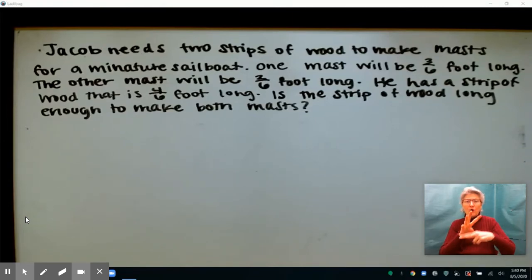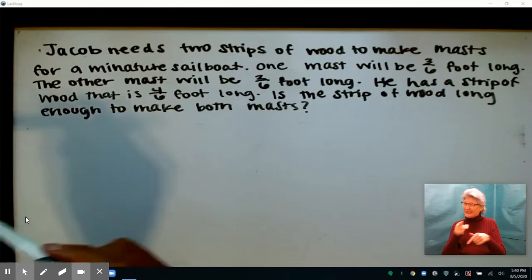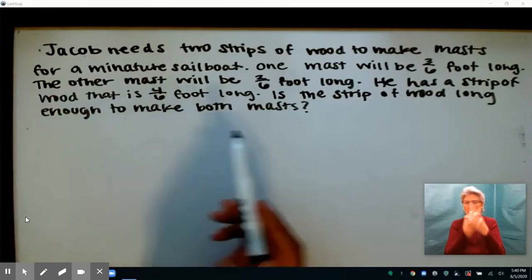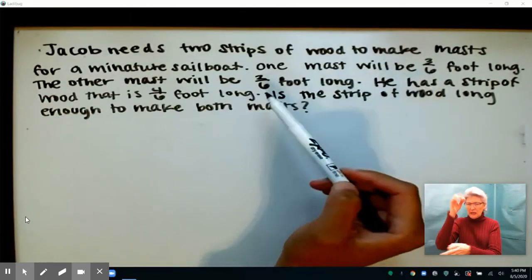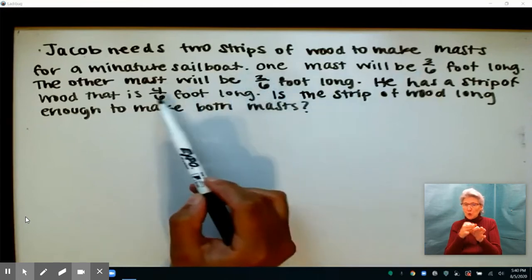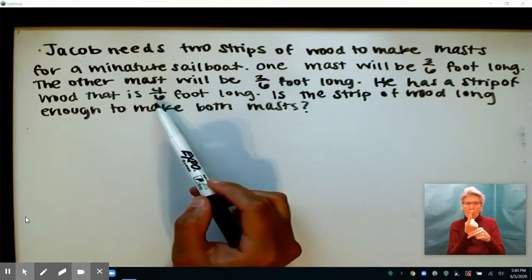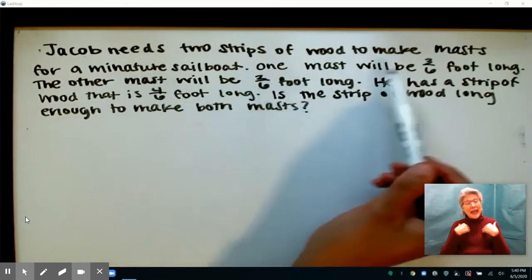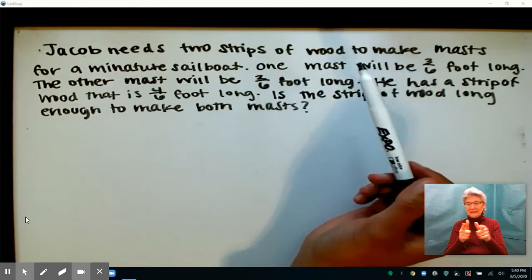So I'm understanding that Jacob has a miniature sailboat and he has 2 masts that he's making. One mast is 3/6 foot long and the other is 2/6 foot long. And he has a piece of wood already that is 4/6 foot long, and he needs to know if that piece of wood is long enough for both of the masts that he needs to make.